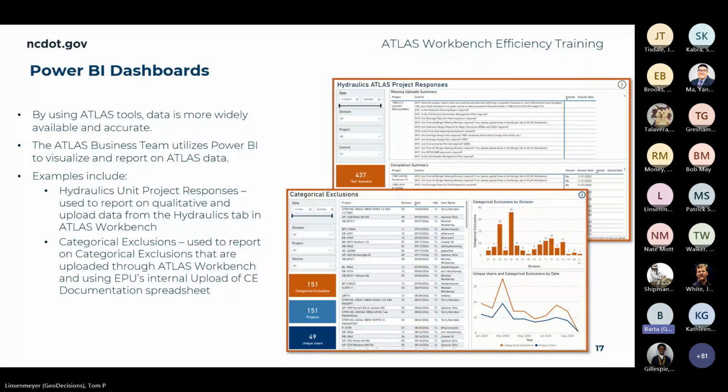The second one, on the lower right, is a categorical exclusions dashboard. It consolidates CE records uploaded through Atlas Workbench and EPU's internal CE documentation spreadsheet. This provides trend charts and metrics for EPU to report on CEs for FHWA. The key here is that Atlas ensures governed, accurate data, and Power BI makes it accessible and actionable. If you need custom views or have questions about access, we are here to help.